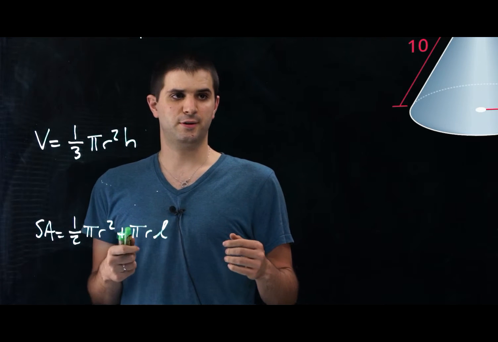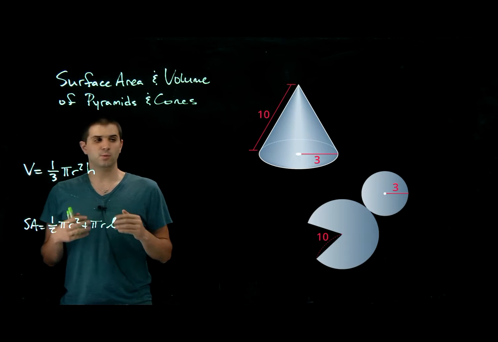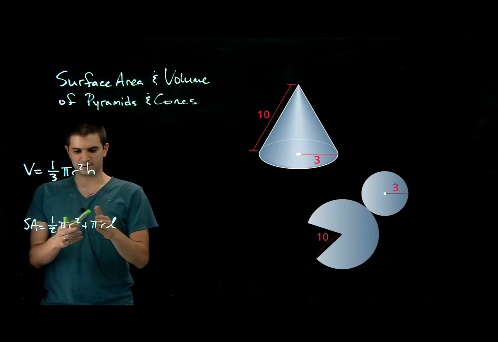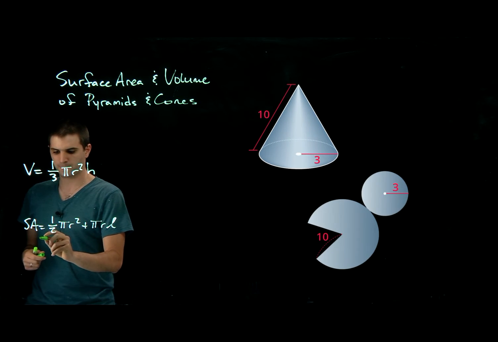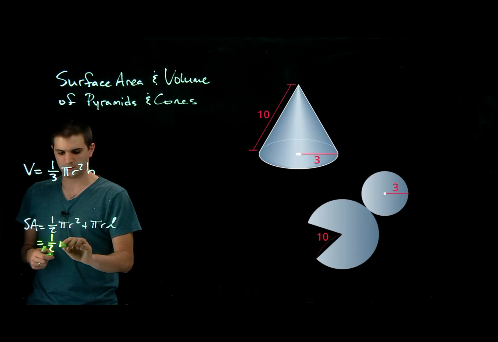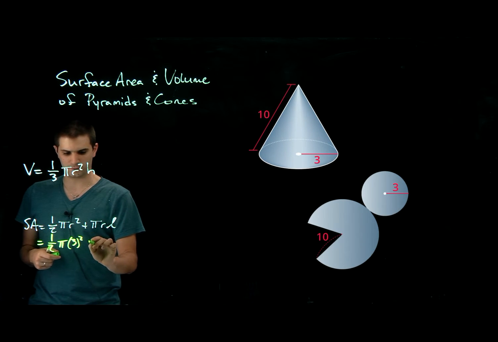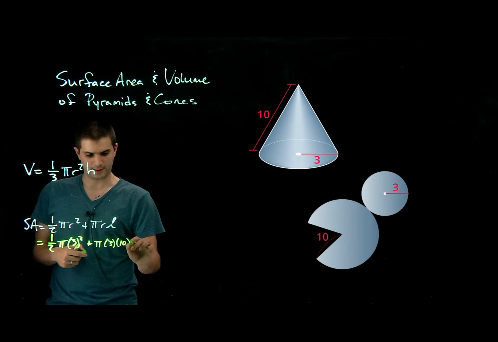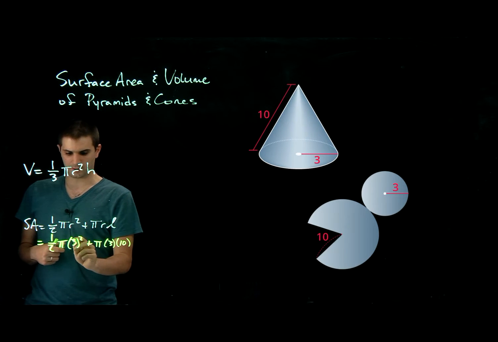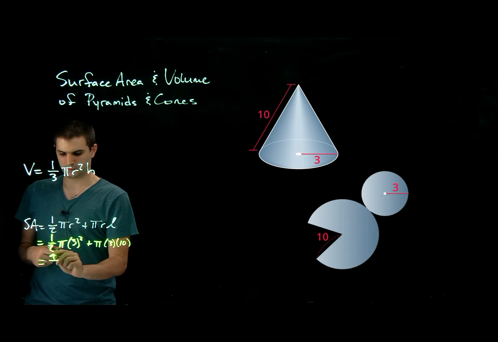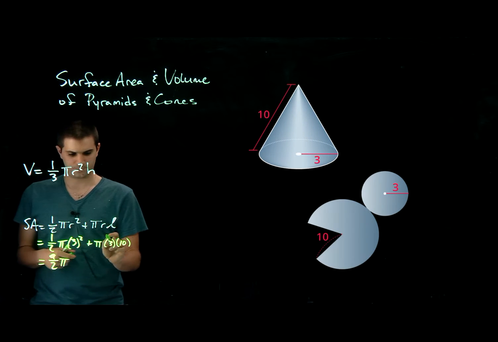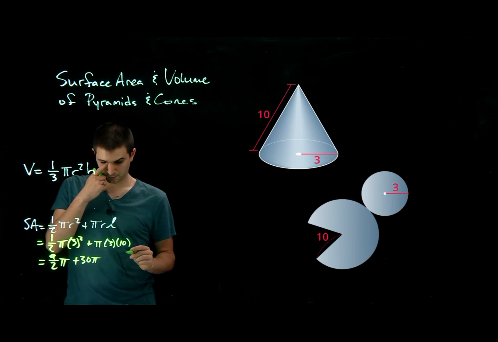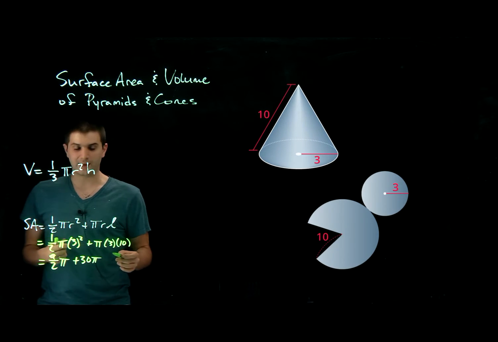Okay, in this video we have a little bit different setup. Here we don't have the height, but we have the slant height, we have the radius. Okay, so since we have the radius and the slant height, I'm going to start with the surface area this time. I can just substitute everything in. 1/2 pi r squared plus pi r L. Slant height is 10. Okay, so we get 9/2 pi plus 30 pi.